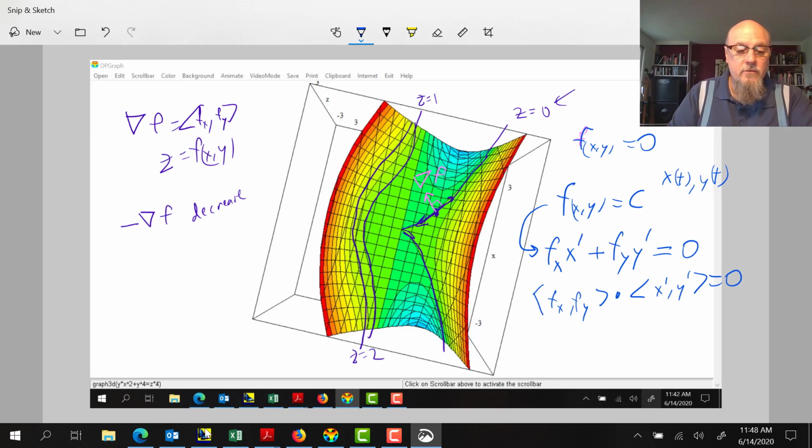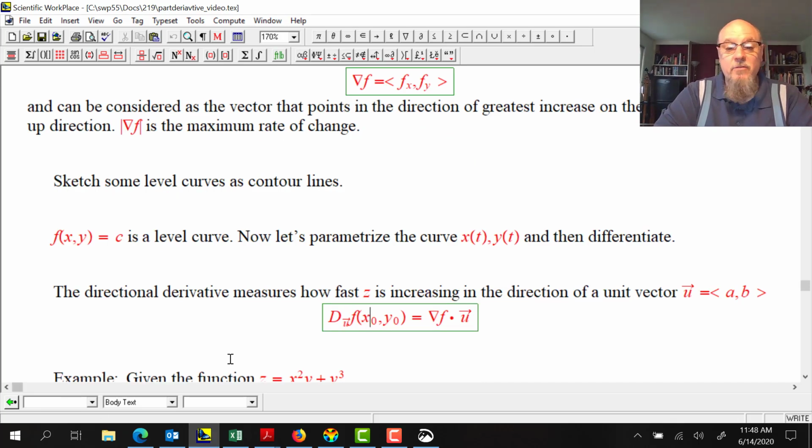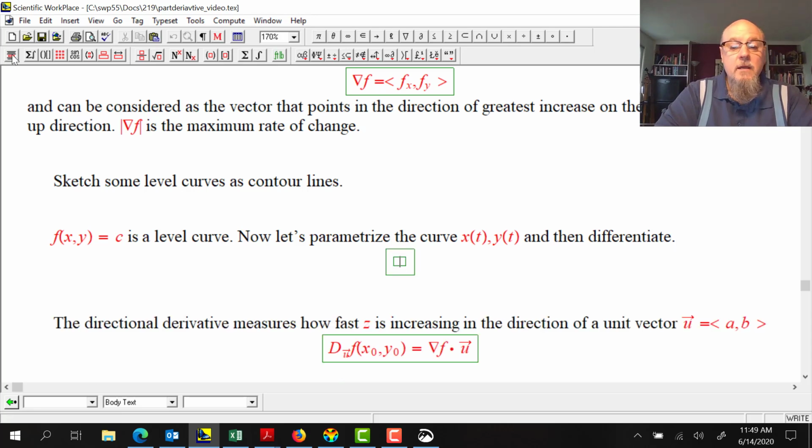So what does that mean for us? Well, let's catch up here. We parameterize the curve and then we differentiate it. So algebraically, we've shown that the gradient of the function, as defined by those two partial derivatives, is perpendicular to the tangent vector to that level curve. So I'm going to write that as x prime and y prime.